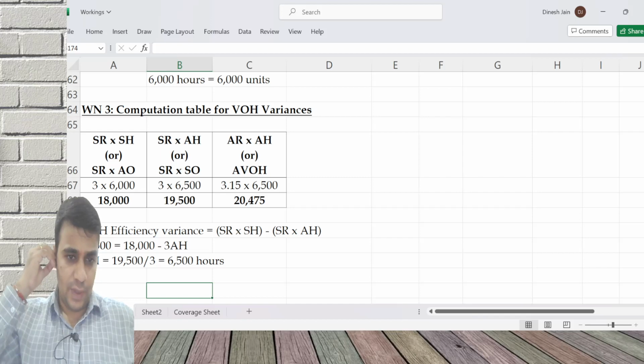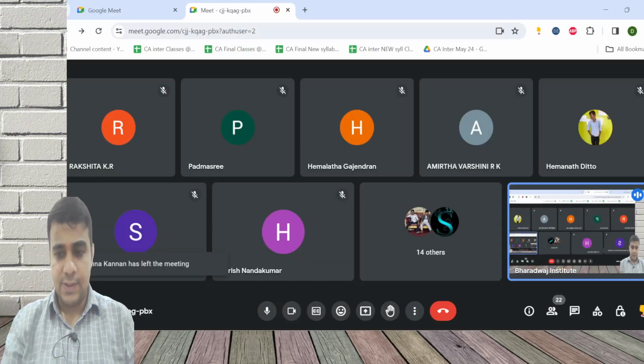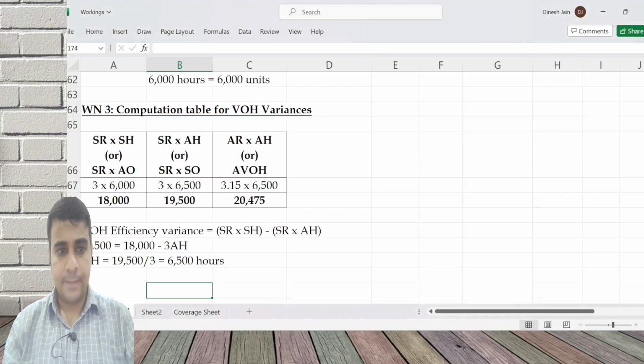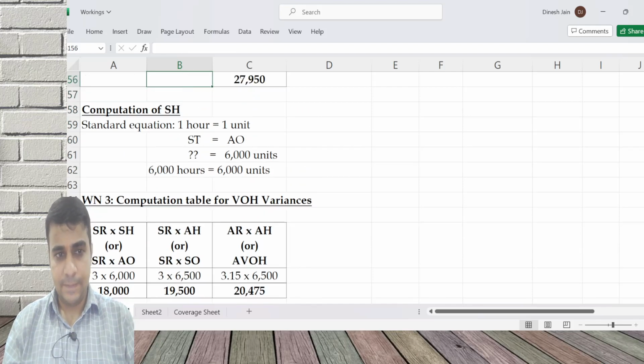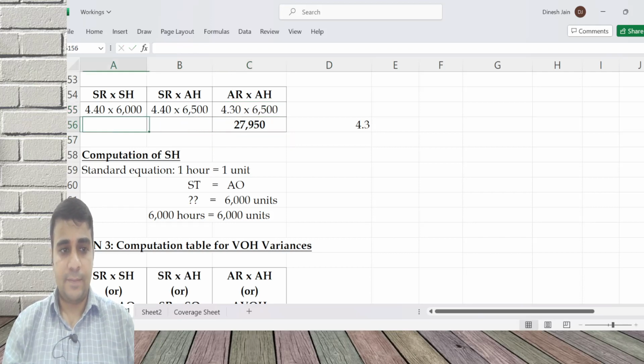Any doubts on the VOH variance table? 6,500. We put it in the table. Table is done. Variance calculation I am not doing in the session. 6,500. Break up. They wanted those two. 4.3 into 6,500.